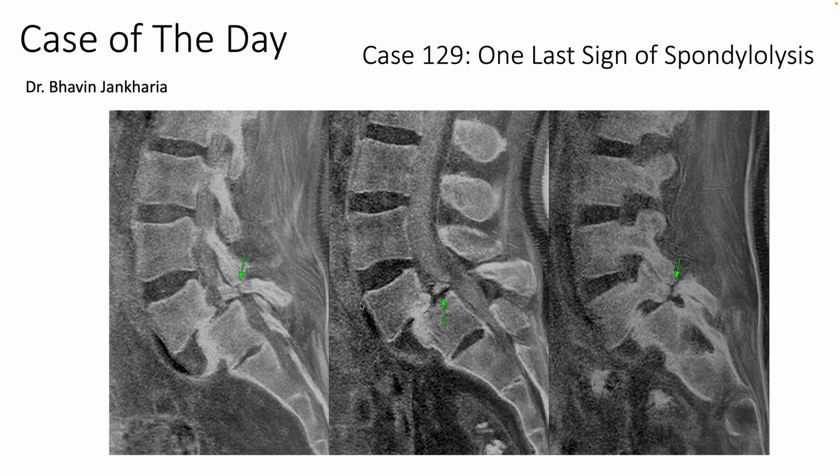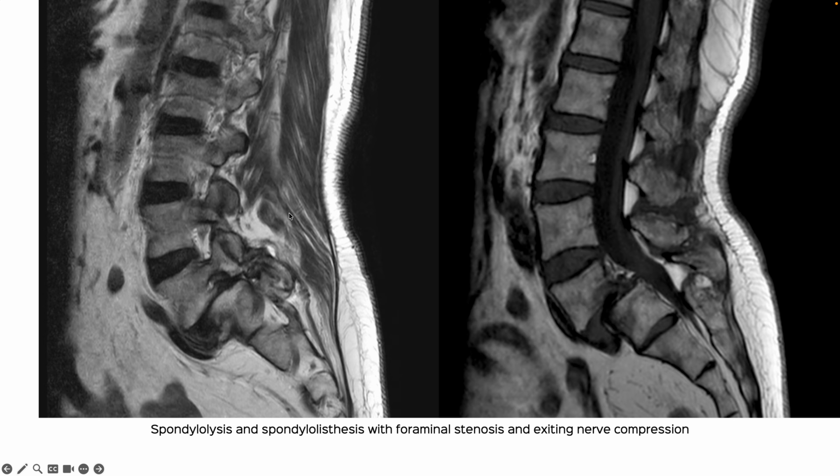This is case of the day, Tuesday, case 129, and it's titled One Last Sign of Spondylolysis. This 48 years old came for an MR, and we can see here that there's lysis, there's foraminal stenosis, exiting nerve root compression, and spondylolisthesis.